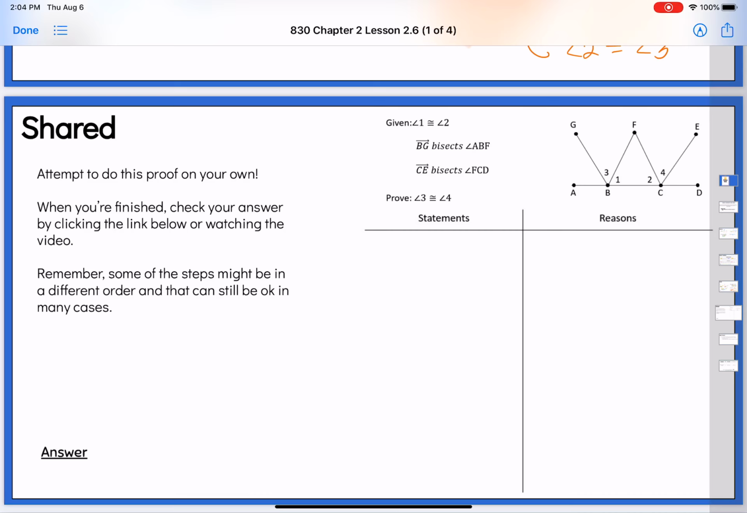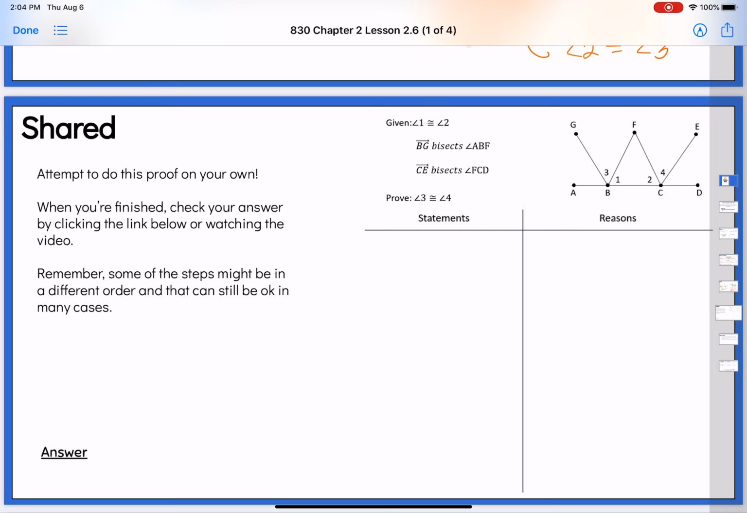So really remember just to make a plan, all right? There's a lot going on here, and really be looking for how you're going to use the properties that we learned today. Okay, so think of how that's going to work. So you are given angle 1 is congruent to angle 2. You're given that ray BG bisects angle ABF, and ray CE bisects angle FCD. Your job is to prove angle 3 is congruent to angle 4.